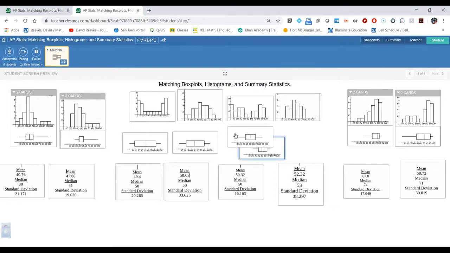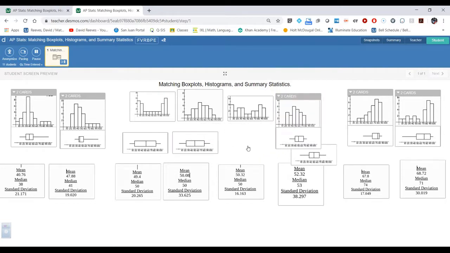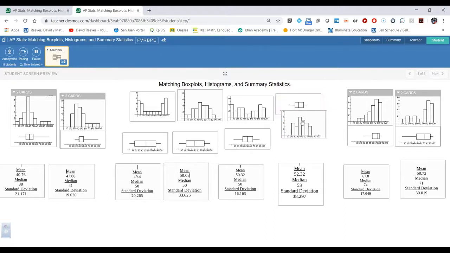So I'm going to flip these around. No, I don't want those connected. Right there, that one's going to go with that one, right? From 20 to 80. If we take a look at, you'll see that this data here is more compact on the histogram, and this data here is more compact on the box plot.